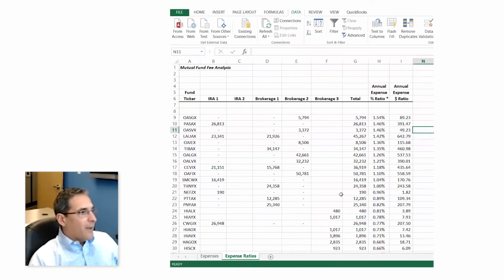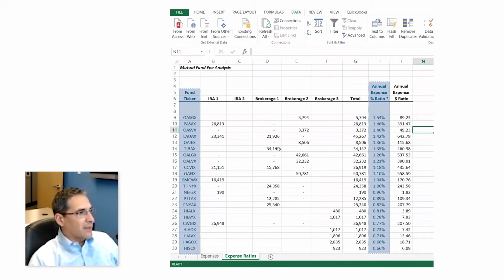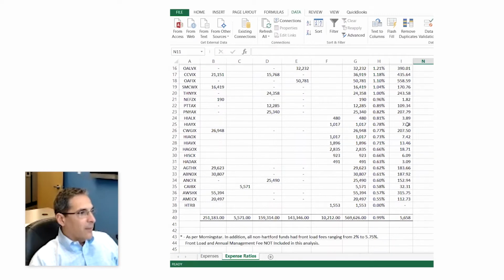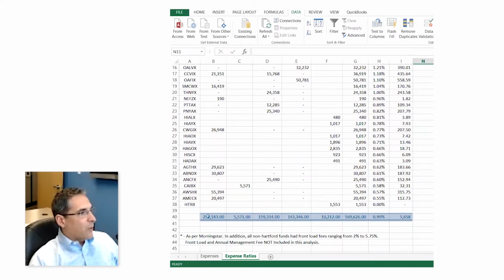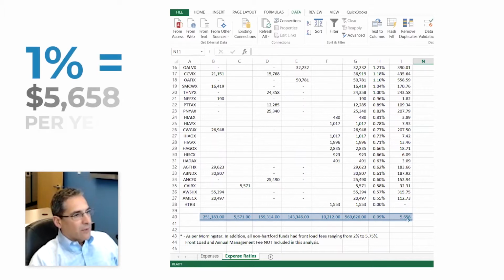As an example, when we go back to the client's overall portfolio, what we did was we listed the ticker symbols, applied the expense ratio based on the dollar amount for that particular fund, and then came up with the actual dollar amount that they're paying annually. So if I scroll down here to the bottom, these are the total amounts in each account and the total that was under management. So they were paying about 1%, which is a little over $5,600 per year.